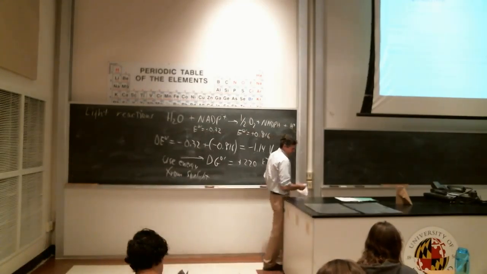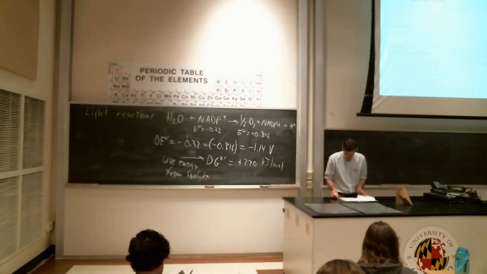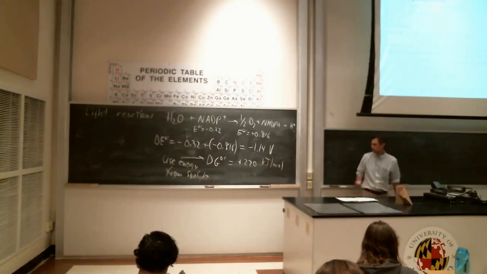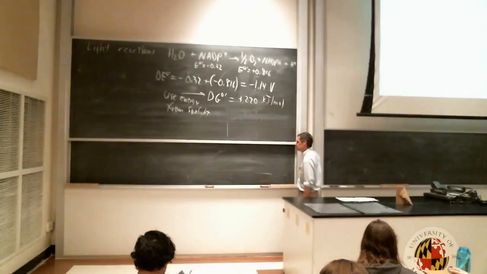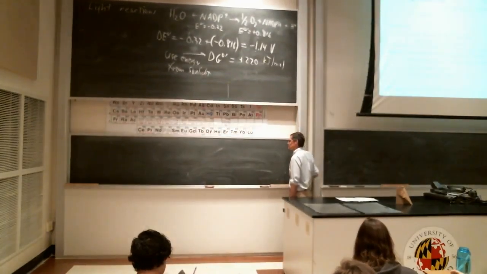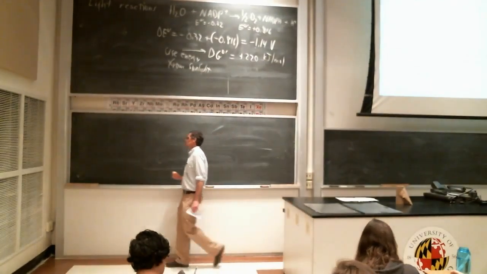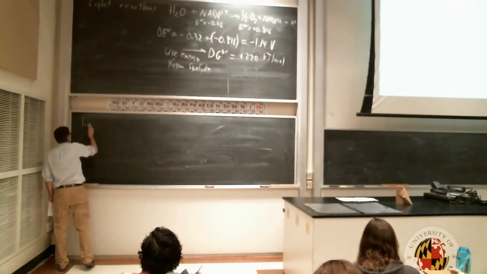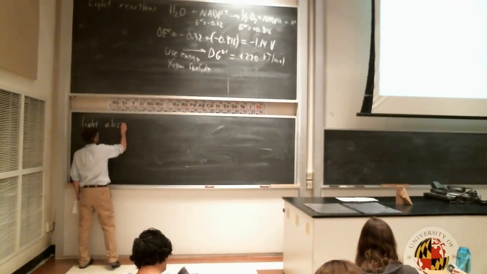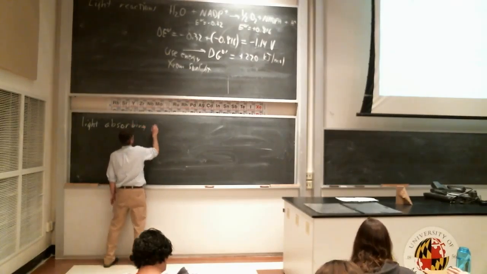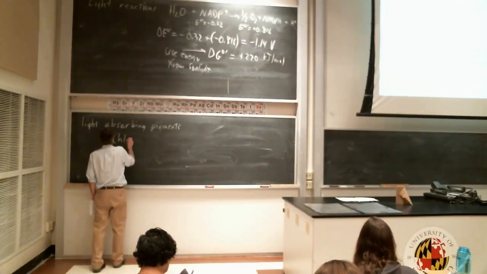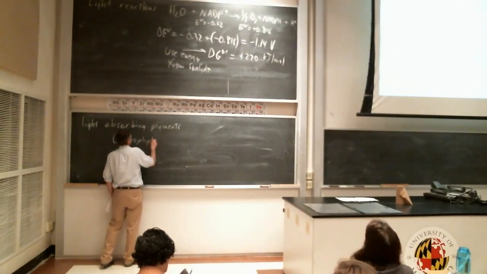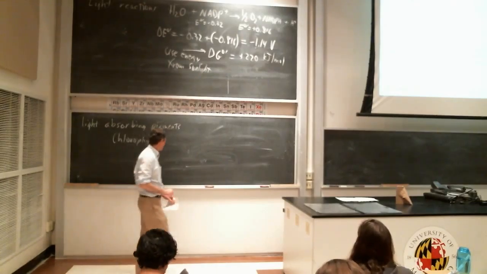So the first issue about light absorbance is what is there in the plant that absorbs the light. So let me just comment on these. What are the light absorbing pigments? The most important is chlorophyll. So what is chlorophyll?